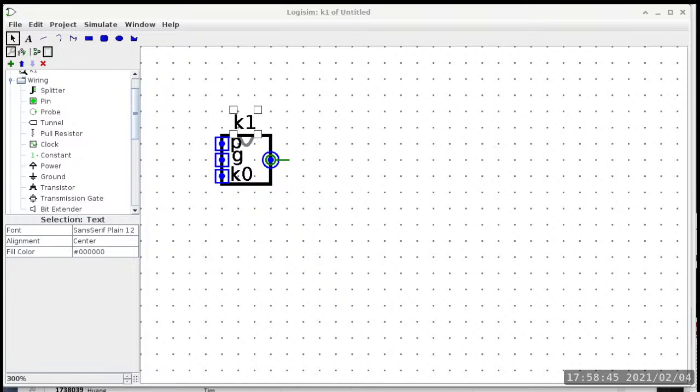Alright. And then the next question is, when you use K1 as a component, if you hover over the pins, it tells you the name of the pin label.